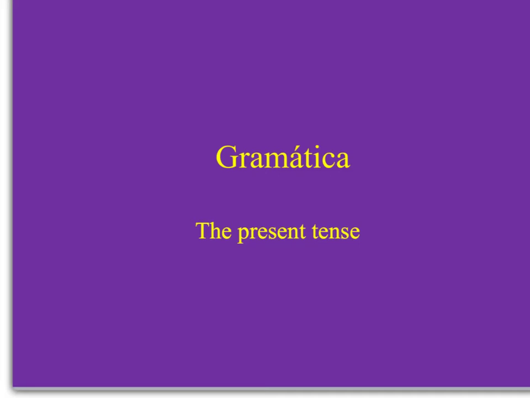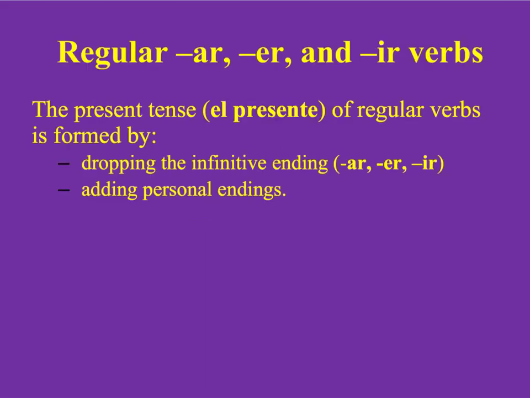The present tense is something you've learned in Spanish 1 and 2, but let's review before we go on to some more difficult concepts in Spanish 3. Regular AR, ER, and IR verbs. These are the only 3 types of verbs in Spanish. AR verbs make up the majority of verbs. ER and IR are lesser common verb endings.